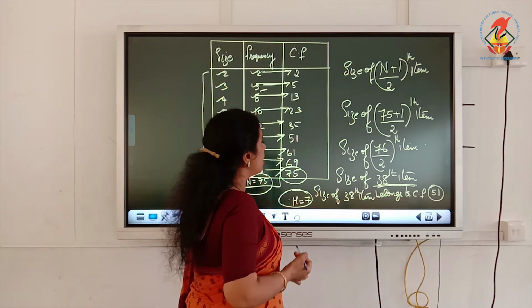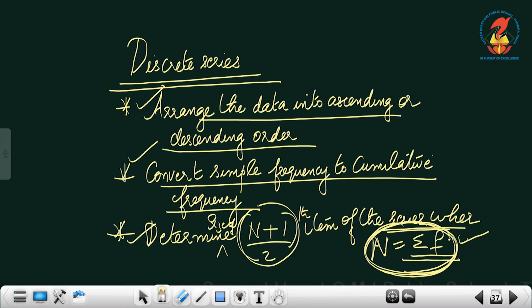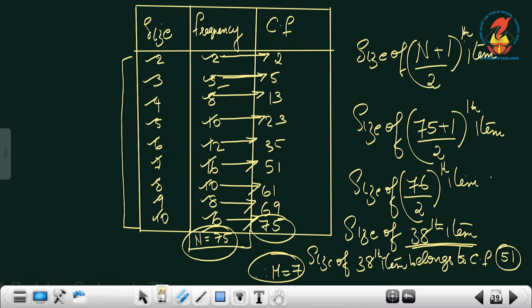Okay, now apply the formula. That is what you have written in the steps, isn't it? Convert the simple frequency into cumulative frequency. So the first 2 steps we have already done. Next is to determine the size of (n plus 1) by 2th item. Now apply the formula. So size of (n plus 1) by 2th item, what is n here? 75, the total of frequency, plus 1 by 2th item. So when you do that, it is 75 plus 1, 76, divided by 2. What is 76 divided by 2?